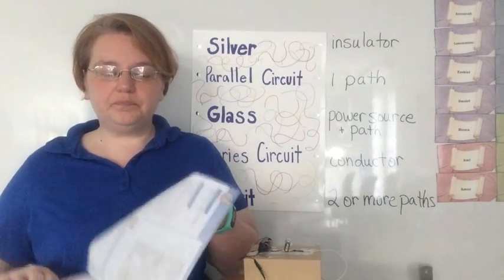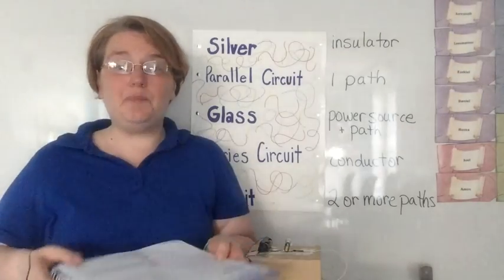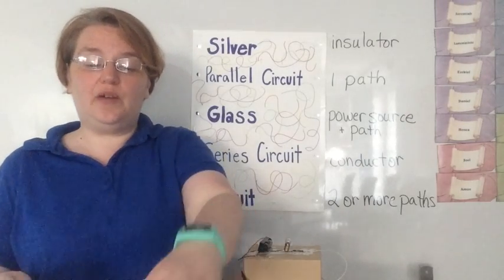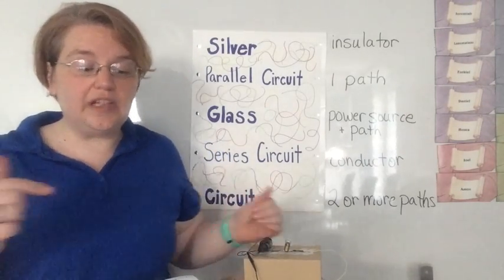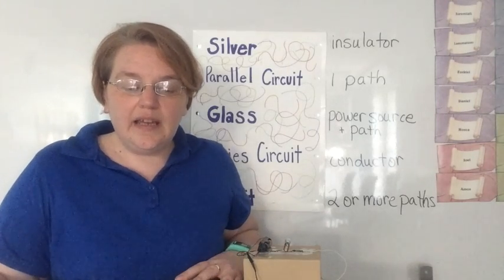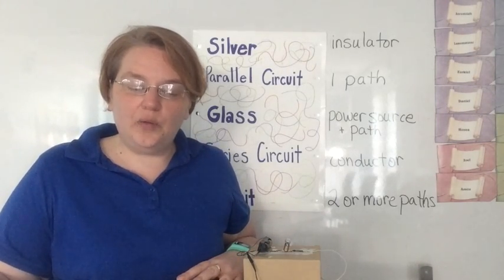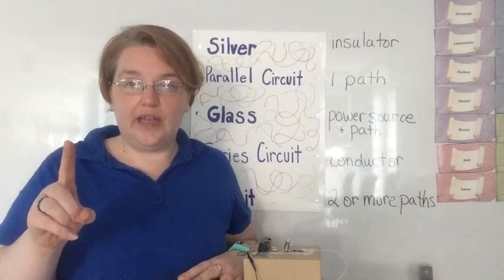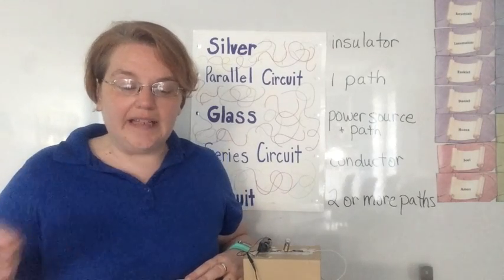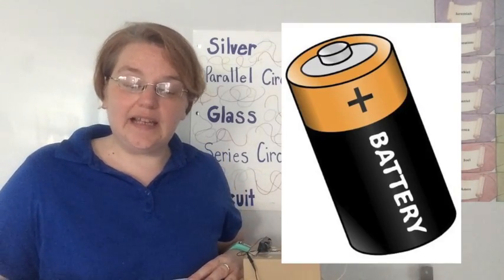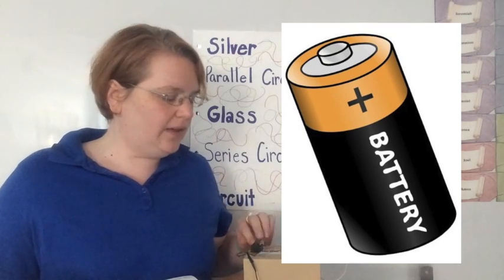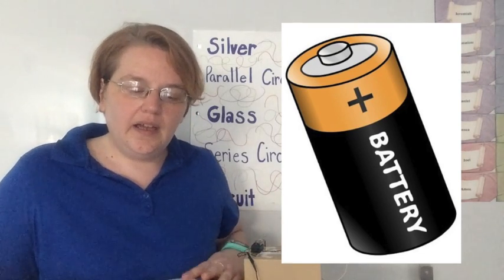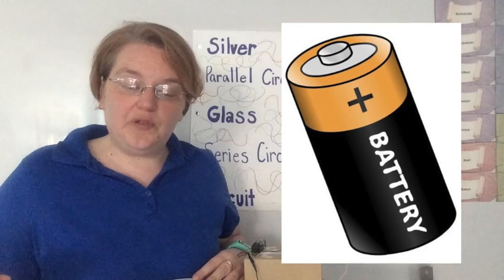Let's keep going. Now I said that we need a path, and I told you to remember that word. We need a path for electricity to move through. Okay, so we're going to talk about those things. Electricity cannot flow without a power source. Okay, it needs power and a path. A battery is an example of a power source. I have a battery sitting right here. You cannot see it very well, but it's sitting right here. A battery is an example of a power source.